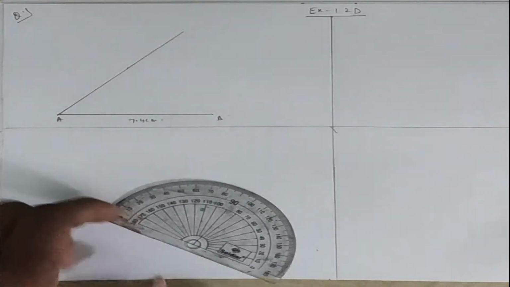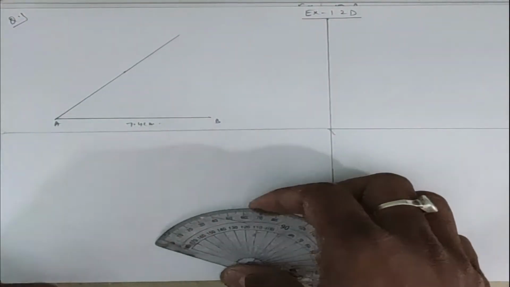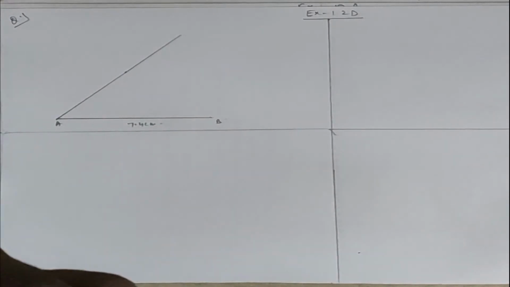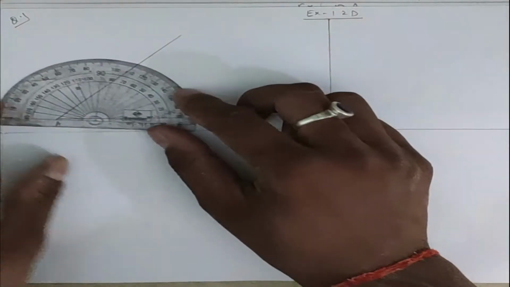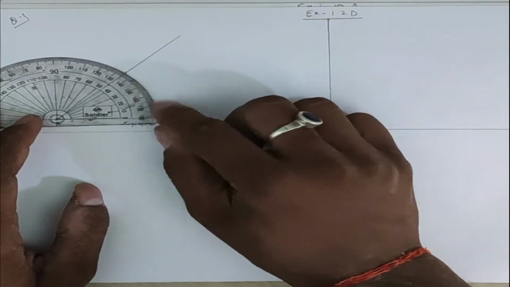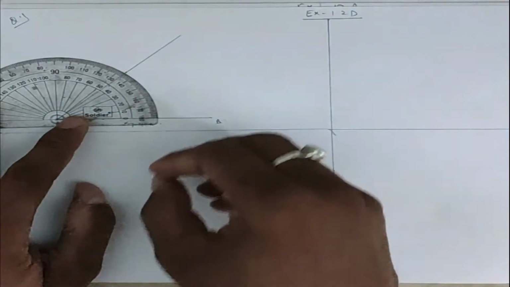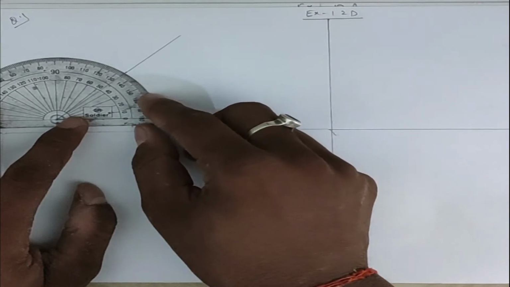Here AB is 7.4 centimeter, that we have drawn here, 7.4 centimeter, and they have given the angle BAC, means the angle is drawn on A, that is 47 degrees. So using protractor, we have drawn the 47 degree angle here.